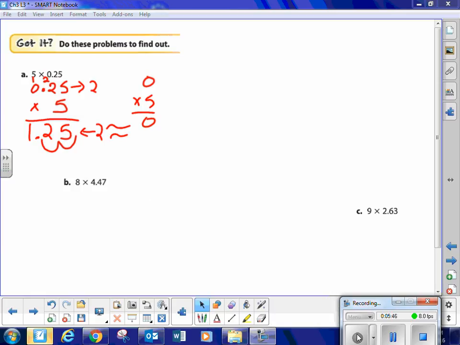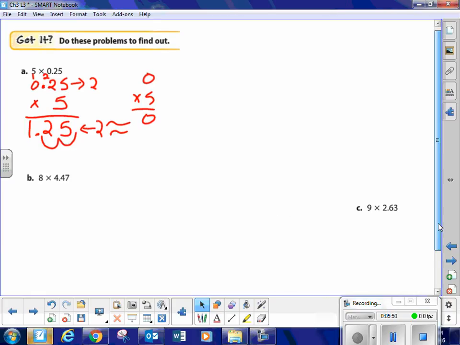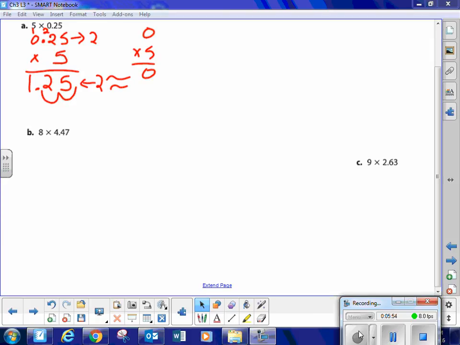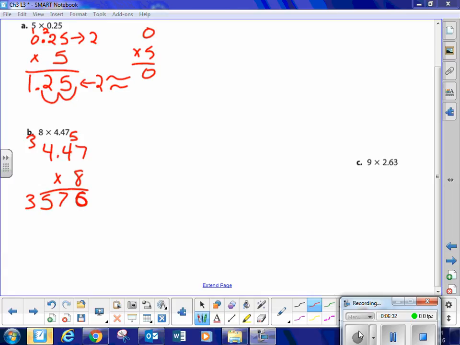Let's read it through here. B, we can do it right here. Scroll down. So we have 4.47 times 8. 7 times 8 is 56, carry the 5. 4 times 8 is 32, plus 5 is 37. Carry the 3. And 4 times 8 is again 32, plus 3 is 35. Now we have to figure out how many wubbles to give it. We have 2 decimal places, so we give it 2 decimal places. 1, 2. Now we need to check for reasonableness. We round 4.47 to 4, and 4 times 8 is 32, and 35.76 is reasonable compared to 32. Excellent.